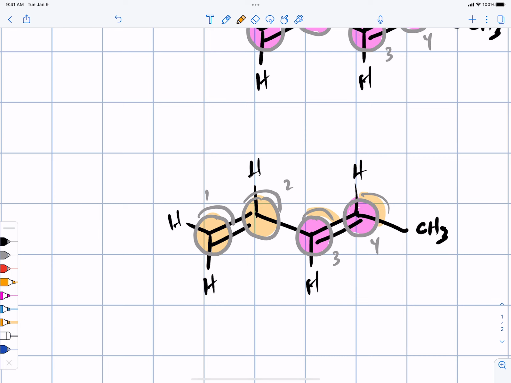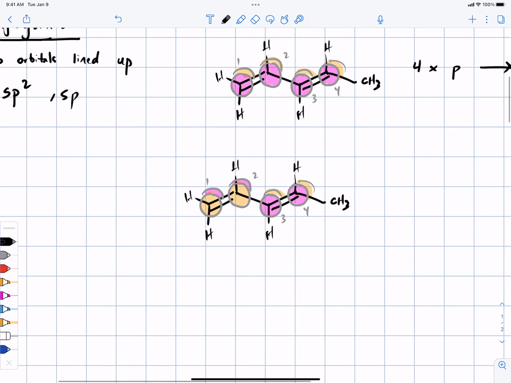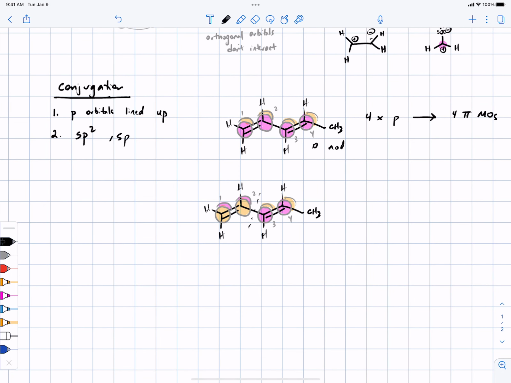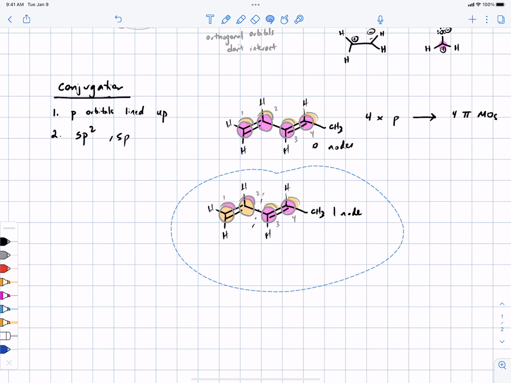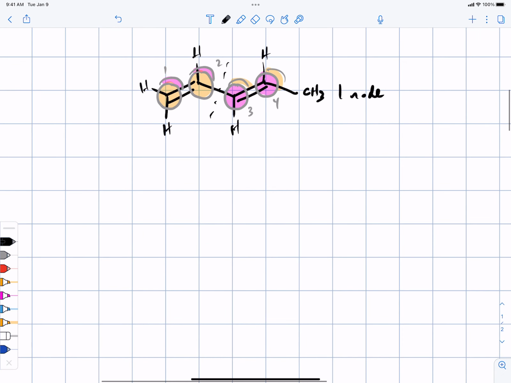So the combination where the first 2 are in phase, or with the same wave function sign with each other, and then the next 2 are, we'd have a node here. We'd have 0 nodes here, 1 node there, and we could go on and draw the rest of them. We won't necessarily do that now, we'll do that in a little bit. Okay, with that in mind, let me give you a slightly different situation.